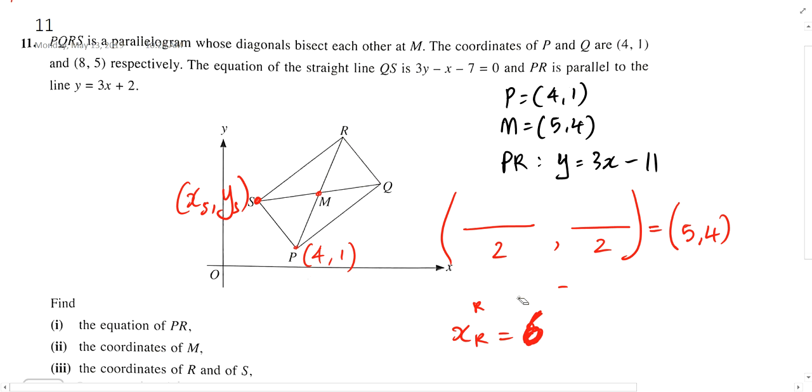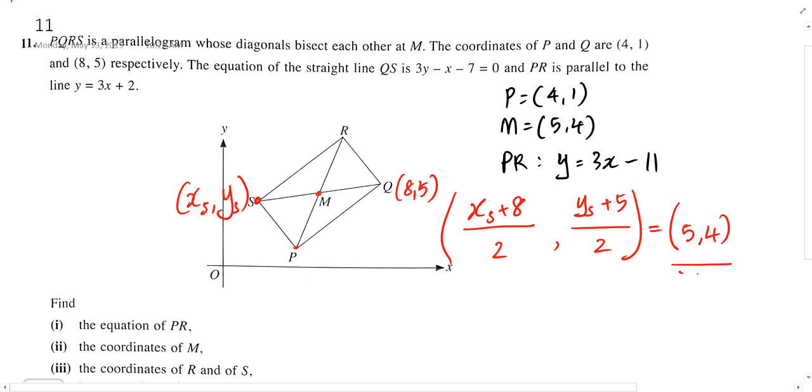What do we do next? I made it very clear already. Plus 8, plus 5. So again, it gives us the same midpoint, isn't it? Then we can find the coordinates of S already.